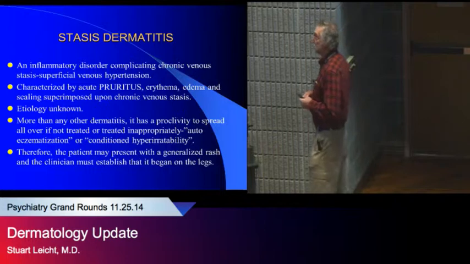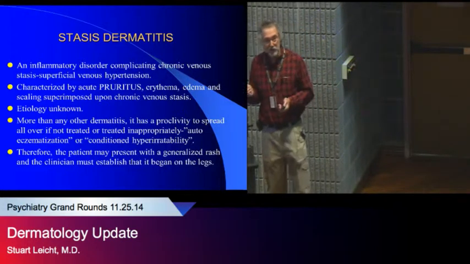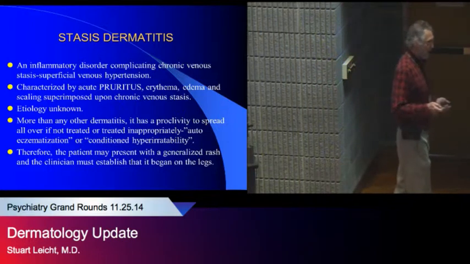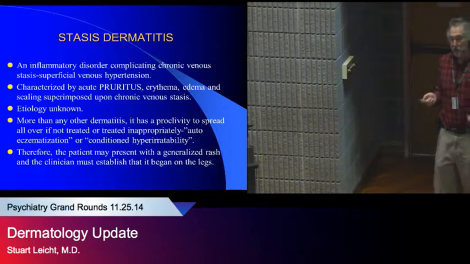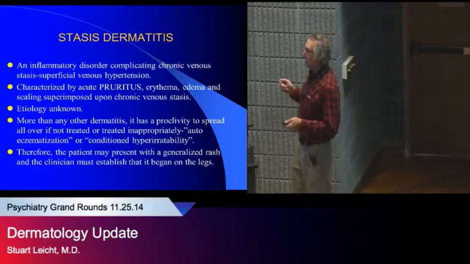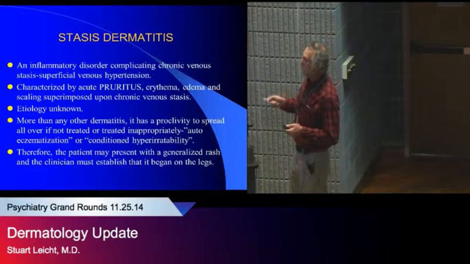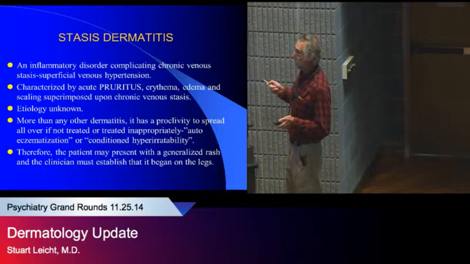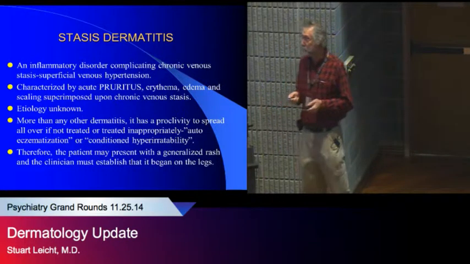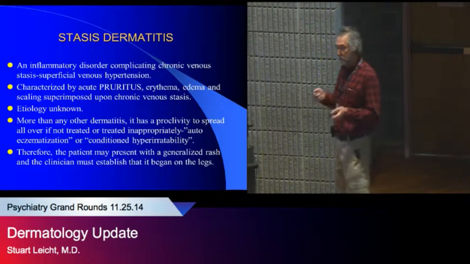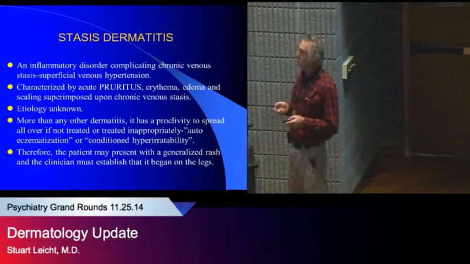We don't really know what causes this. This has a tendency to spread. So if you irritate it or you don't treat it right, it can start in your legs and it can generalize. It can even result in a total body rash. And we don't fully understand what's going on. It's been called autoeczematization or conditioned hyperirritability, but we see it all the time. So it has a proclivity to spread if you don't treat it. And therefore, the patients may present with a generalized eruption, and you need to ask a history as to where it began.